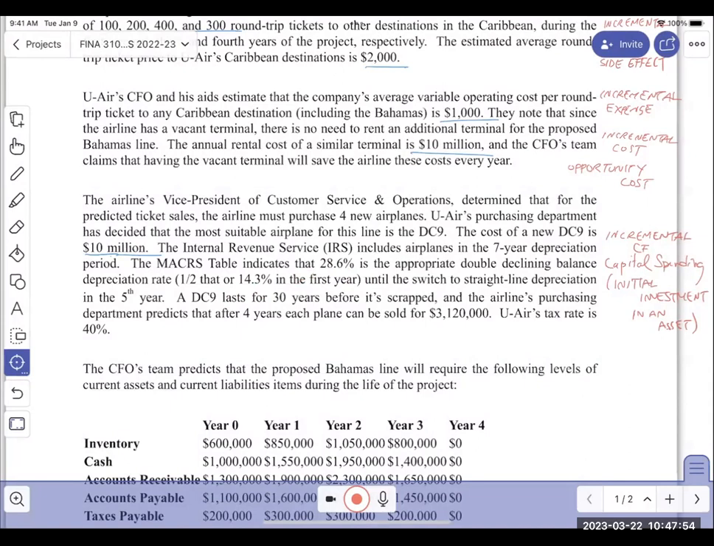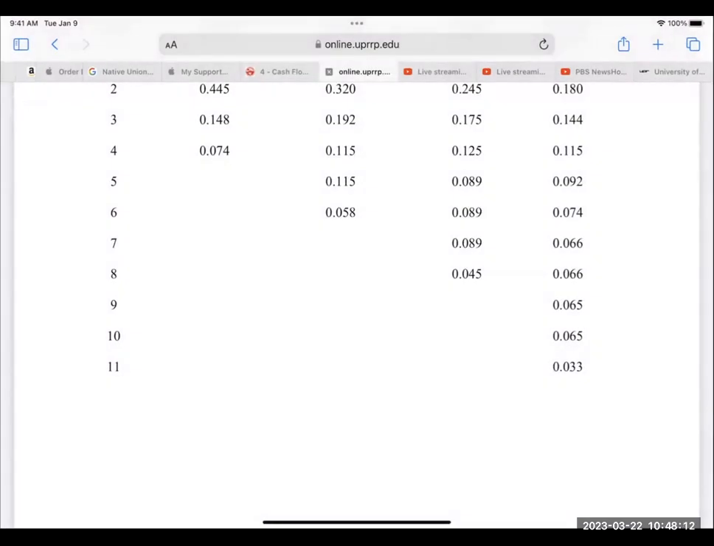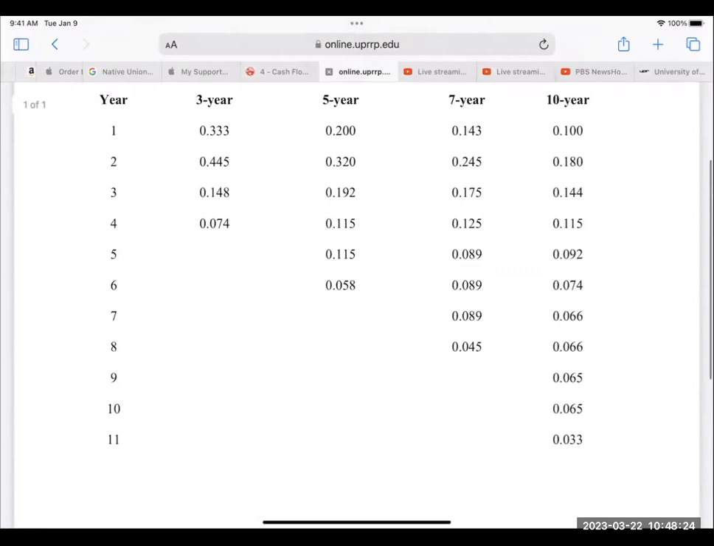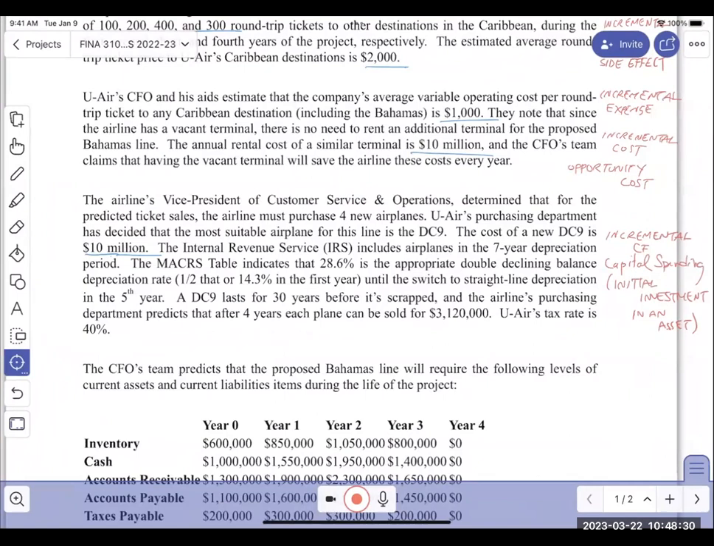And then after that, it's double declining balance depreciation rate, which results in those numbers that are in the schedule until they switch to straight line depreciation in the 5th year, which you can see here. So in year 5, it just divides by 5, 6, and 7. It divides evenly into 8.9 or 9% depreciation, and then you have the residual in the 8th year left over. So I've got to teach you how to use that information.